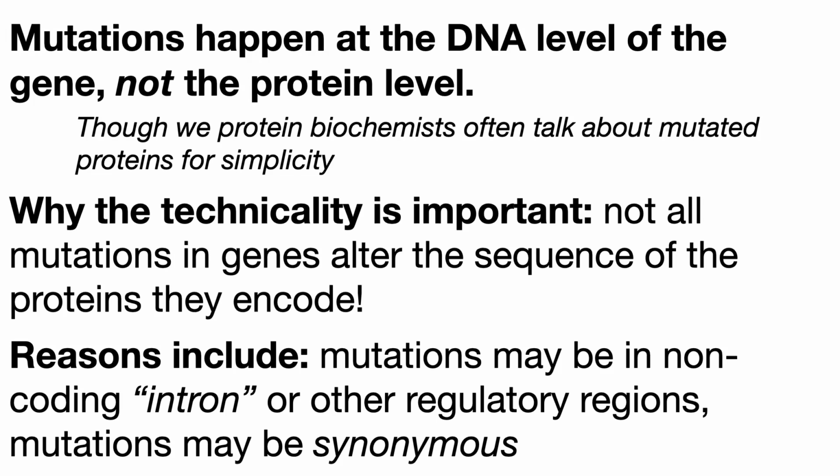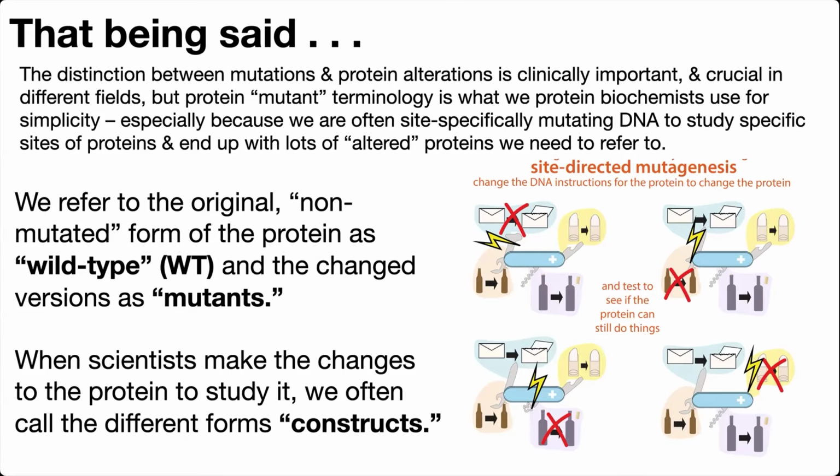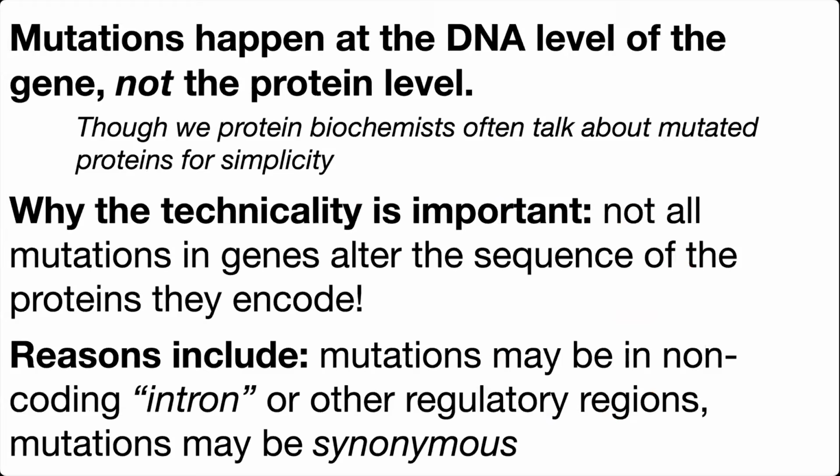As protein biochemists, we often refer to mutated proteins or mutant proteins, but mutations actually happen at the level of DNA, not at the level of a protein. And this makes a big difference. This really matters in particular fields.